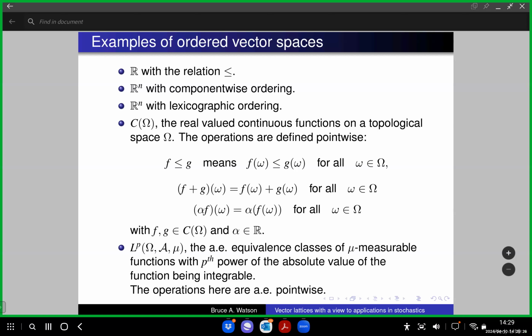Now we can move up in level of abstraction to the L^p spaces over a measurable space. Now we are no longer working with actual functions, we are working with almost everywhere equivalence classes of mu-measurable functions, where we've required that the pth power of the absolute value of the function be integrable. And all operations are defined almost everywhere pointwise. So we allow a laxity of sets of measure zero.